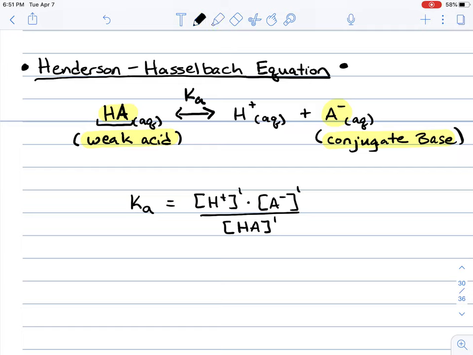And so if you guys recall from the last lecture video, a buffer is composed of a weak acid and its conjugate base, or a weak base and its conjugate acid. So what we're going to do is create an equation that describes the relative ratio of acid to base and use that equation and apply it to buffers. And so this is basically the derivation of the Henderson-Hasselbalch equation.